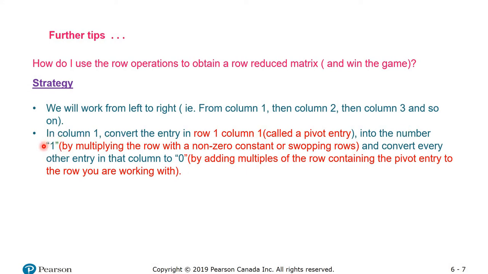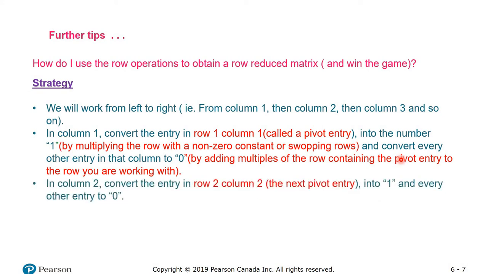Remember, you are only allowed to use row operations. The 2 row operations that could apply here are that you could either multiply that row by a non-zero constant, or you could swap any 2 rows such that you get a 1 in place of your pivot entry. And then how do you convert every other entry in that column to 0? The procedure there is to add multiples of the row containing the pivot entry to the row that you're working with. You then repeat this procedure once you're done in column 1. You then move on to column 2 and you work with a new pivot entry. But remember now that the pivot entry is going to be in row 2, column 2.